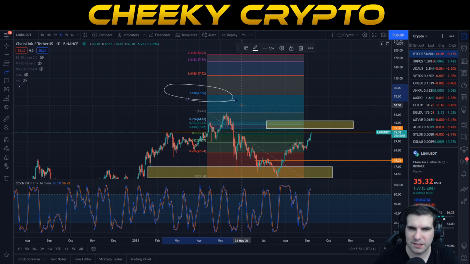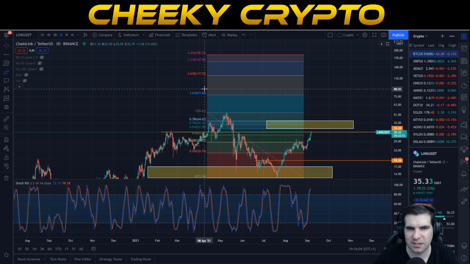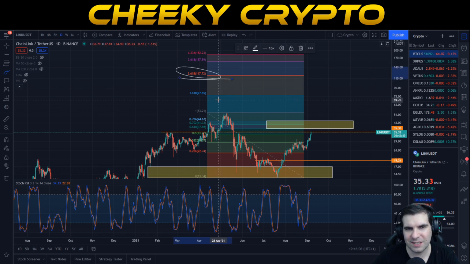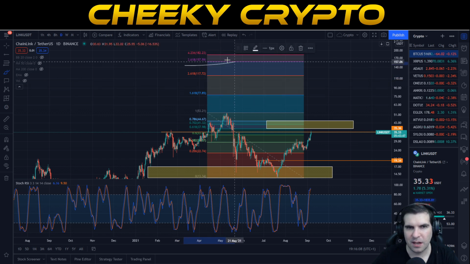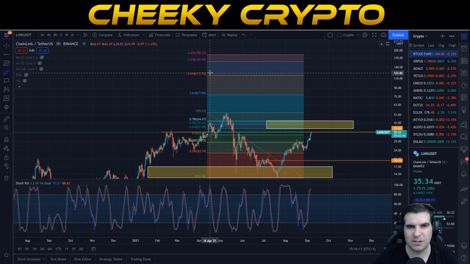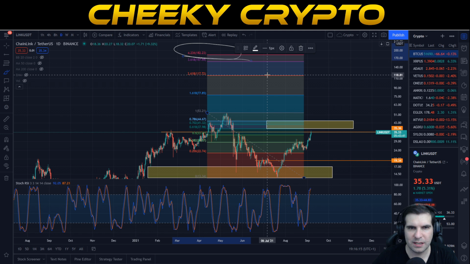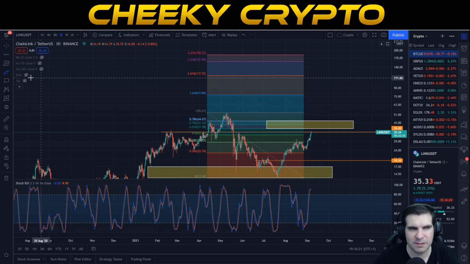Then we go into price discovery. 1.618 of the Fibonacci extension level is $77.85. That's going to be the first target. The second target is $117.72. The third target is $157.59. And then our last final target for Chainlink comes in at $182.23. This is the full 4.236 extension on the Fibonacci retracement tool.